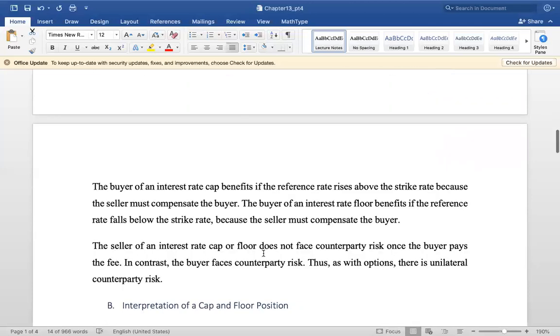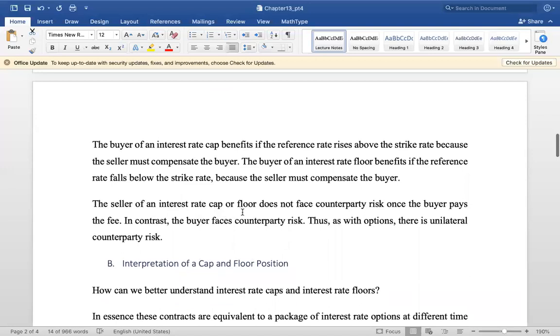The buyer of the interest rate cap benefits if the reference rate rises above the strike rate because the seller must compensate the buyer. The buyer of an interest rate floor benefits if the interest rate falls below the strike rate. The seller of interest rate caps and floors does not face counterparty risk once the buyer pays the fee. In contrast, the buyer faces the counterparty risk.